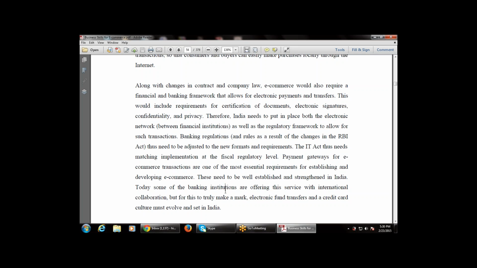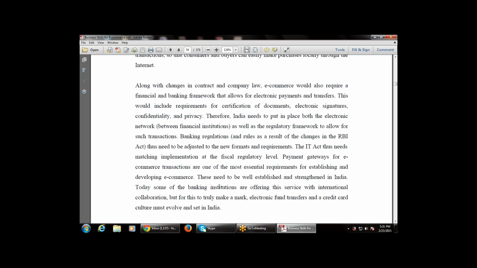Today, most of the banking institutions are offering this service, that is, electronic payment transfer. Everything is done electronically, even the payment transfer is done electronically via the internet. So these need to be well established and standard in India.